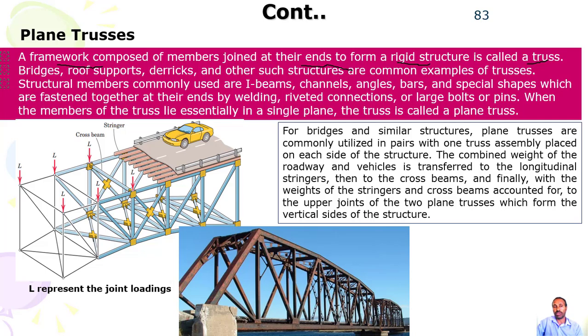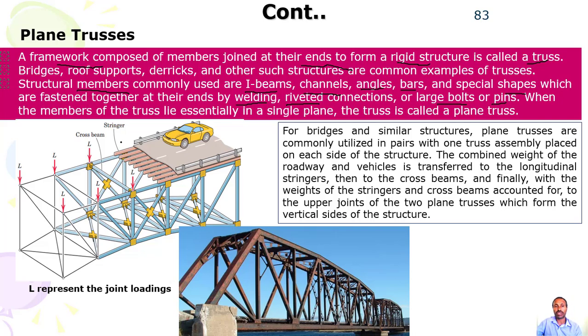So we have connected structural members. Structural members commonly used are, for example, I-beams, channels, angle irons, bars, and special shapes, which are fastened together at their ends by welding. We may use welding, and also riveted connections, or bolts and nuts and pins, large bolts and pins such as J bolts and anchors, etc.